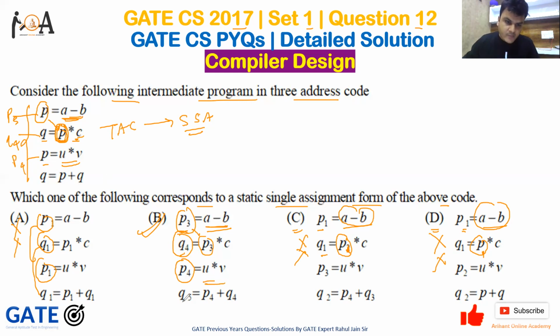Now here you see Q equals P plus Q. So what is the latest value of P? The latest value of P is P4. So here P4 plus the latest value of Q, that is Q4. So it is Q5 equals P4 plus Q4. So this is the correct representation of this TAC into SSA, right? So option B is correct, guys.